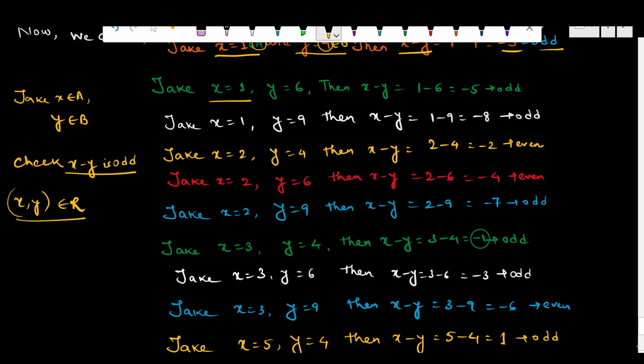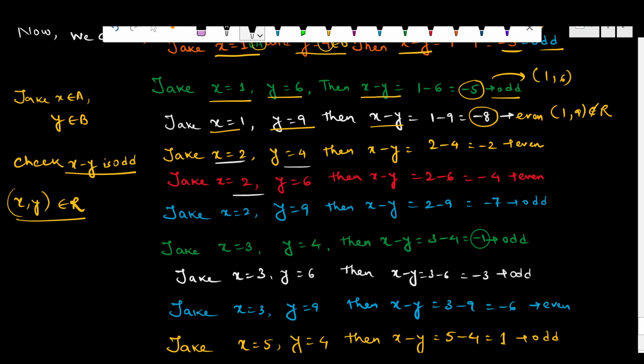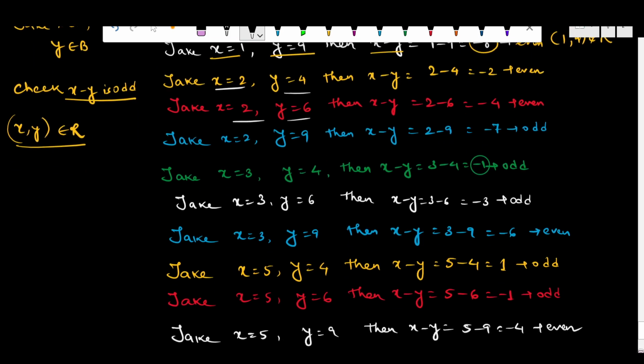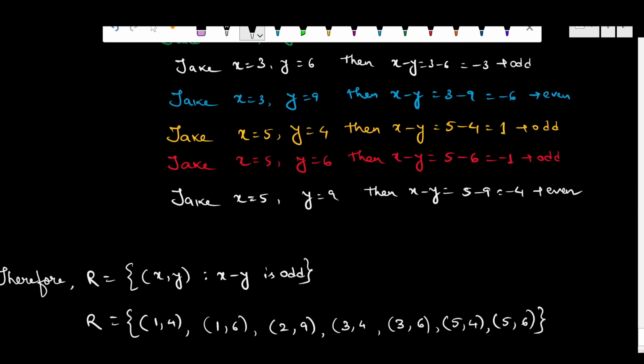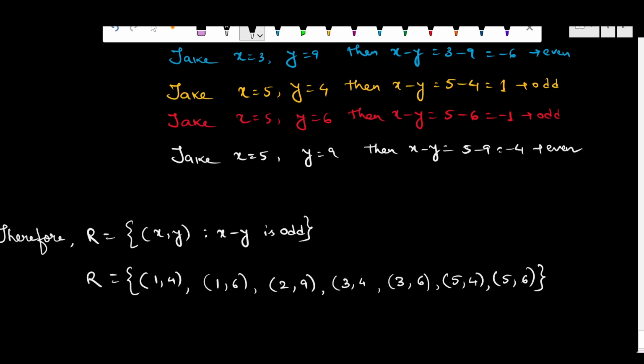See here, x is 1, y is 6, then x minus y is minus 5, which is odd. So we can take the pair 1, 6. Similarly, take x equals 1, y equals 9, then x minus y is minus 8, which is even. So we cannot take this pair. Right? Similarly, you may check for the others as well. So finally, what you will get is this R equals this set. Right?